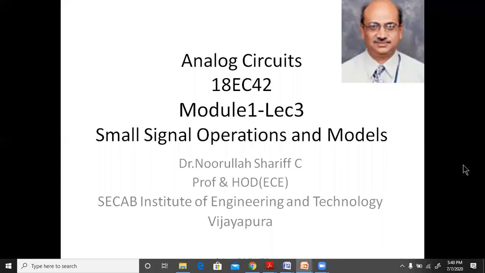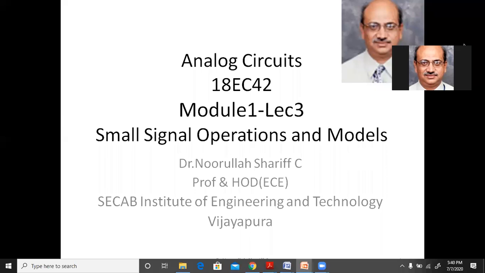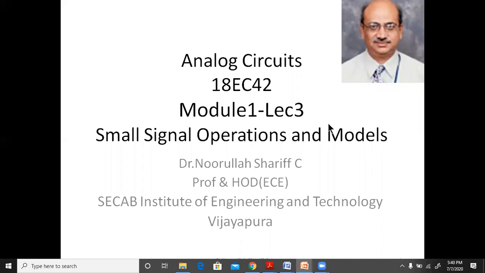So in the last class, we took up the biasing of the BJT and some of the examples concerned with the biasing of the BJT. Now we are discussing the same thing, the BJT itself, that is the bipolar junction transistor, but we will consider how its operation is whenever we consider the small signal. Small signal just means the input is very small, and also what are the models corresponding to it. Okay, what are the models corresponding to the small signal is what we will try to see today.